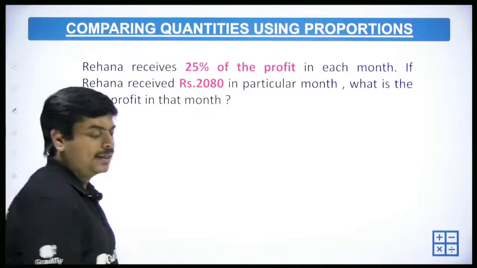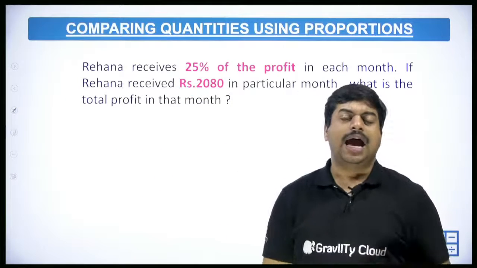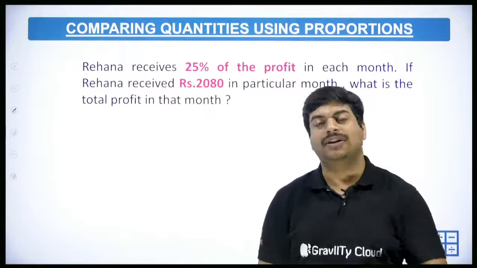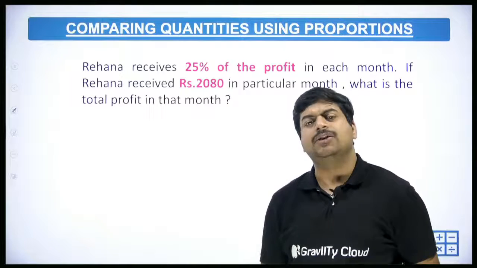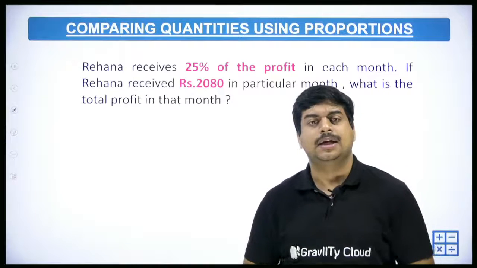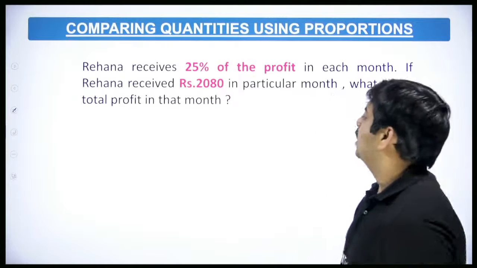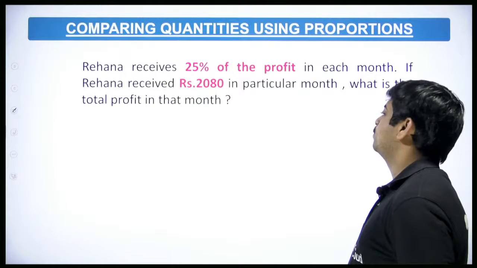So she has a business, Rehana, right? Out of that business, there is some profit, and she takes 25% of the profit every month. Let's say you have 4 rupees, out of that 1 rupee will be hers. If you have 100 rupees, you'll get 25 rupees from that, right? So Rehana receives 25% of the profit each month.